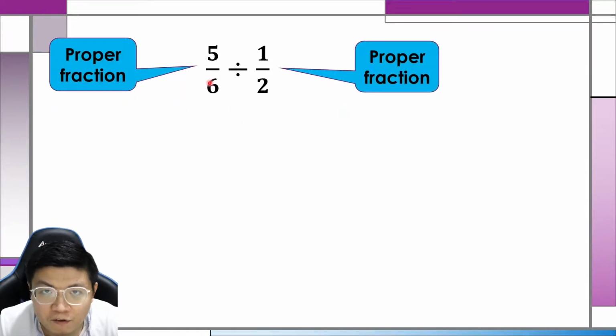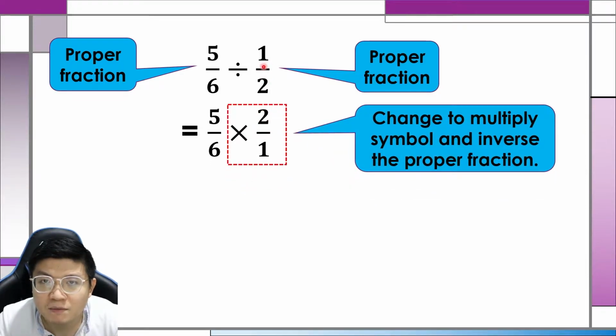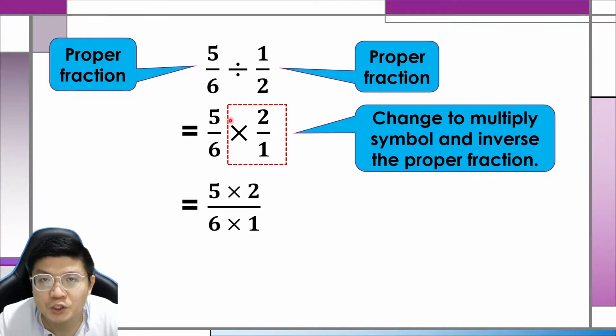This is a proper fraction divided by a proper fraction. So next step, change the divided symbol into times, and 1 over 2 here, you inverse it, becomes 2 over 1. So the following step, numerator multiply by numerator and denominator multiply by denominator. Therefore, 5 times 2 over 6 times 1.